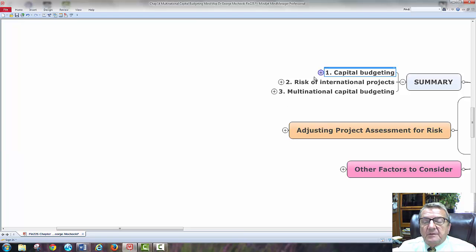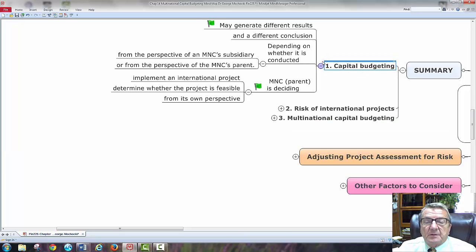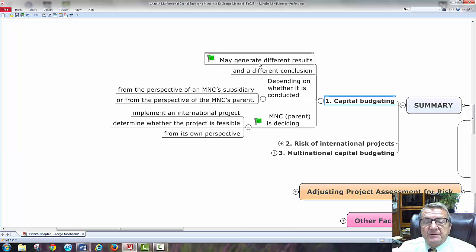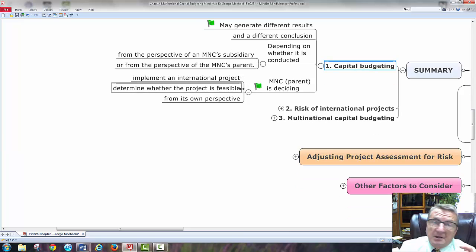But we have it. So we cover basically the three: capital budgeting, risks of international projects, and multinational capital budgeting. When I'm looking at this, it may generate different results and different conclusions depending on whether it's conducted from the perspective of MMC or from the subsidiary. The perspective from MMC, I'm looking at the parent. The parent is always in relationship converted to dollars, not from the perspective of the subsidiary, but from the MMC.